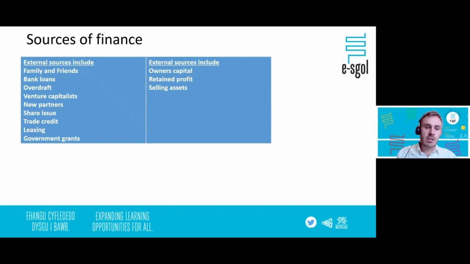Some of those external sources of finance, and we've got many more of these to choose from. So again, know 2 or 3 of them in detail. You don't need to know every single one of them. Family and friends: it's short term, it's quick, it's probably a small amount of capital that's available. It could be that you've got a bank loan or an overdraft. Make sure you know the advantages and disadvantages of each.